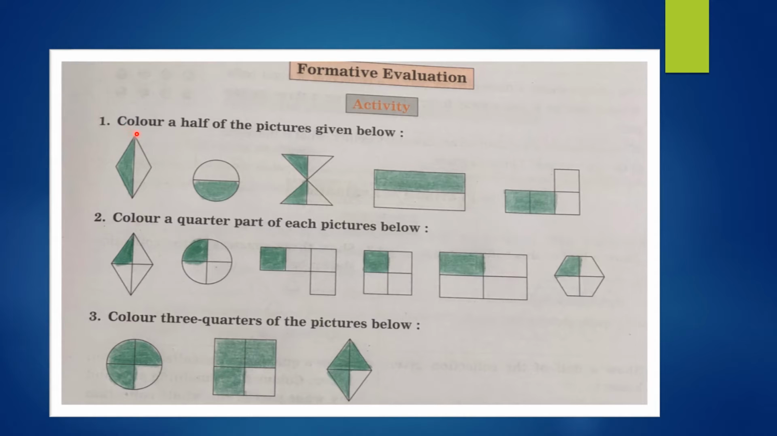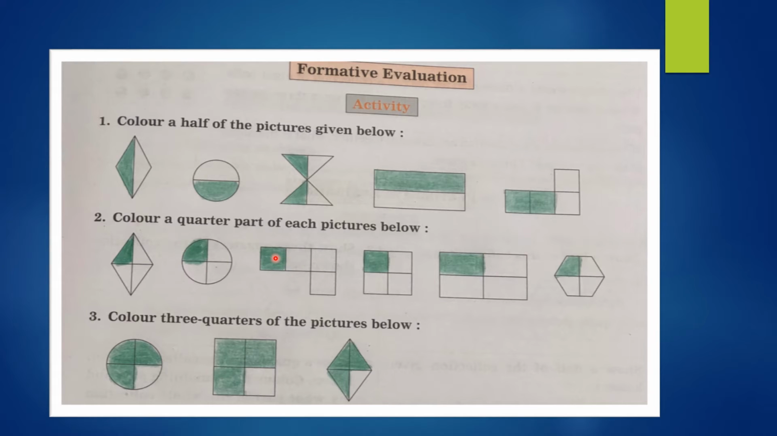So here it says color a half of the pictures given below. So here out of 2 equal parts, you are coloring one part. So the same applies to all the pictures. Here, this as well, and this, 4 parts are there. So half is 2. So you color these 2 parts to show half. The next is color a quarter part of each of the pictures below. That means 4 parts are given and you have to color only one part. Okay, so here this is 1/4.